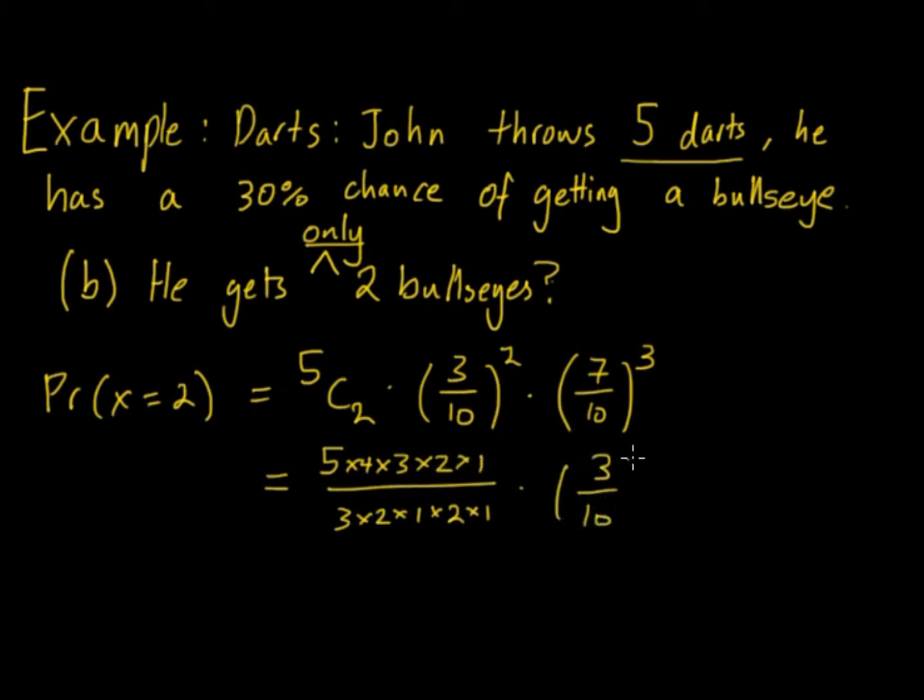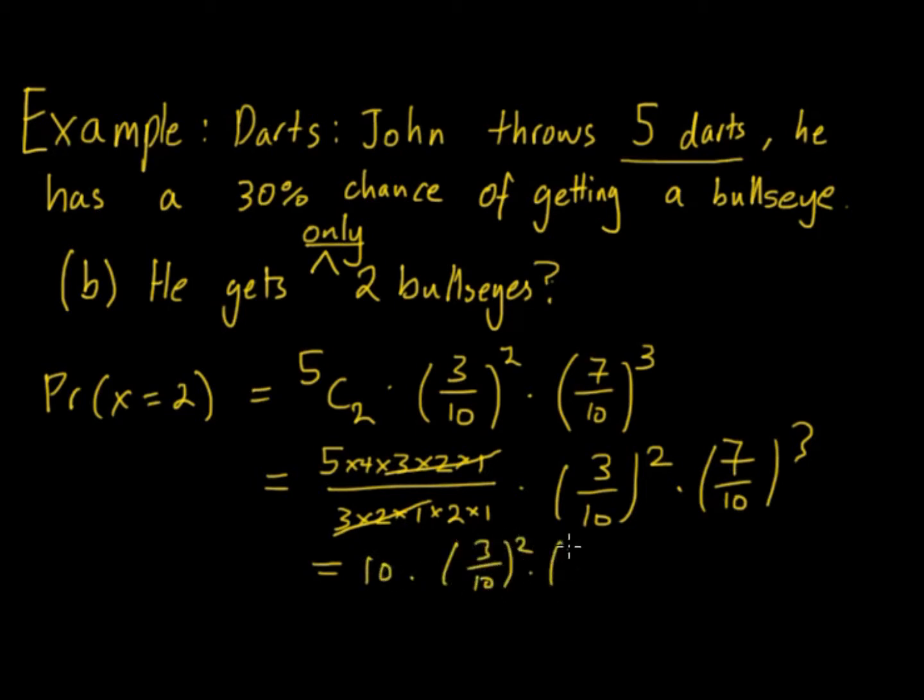Then 3 on 10 to the power of 2 times 7 on 10 to the power of 3. So then this is, then you can cancel 3 times 2 times 1 with this 3 times 2 times 1. That gives us 5 on 4, which is 20, divided by 2, which will just give us 10, times 3 on 10 squared times 7 on 10 to the power of 3. And you just plug that into your calculator and it will give you your answer.